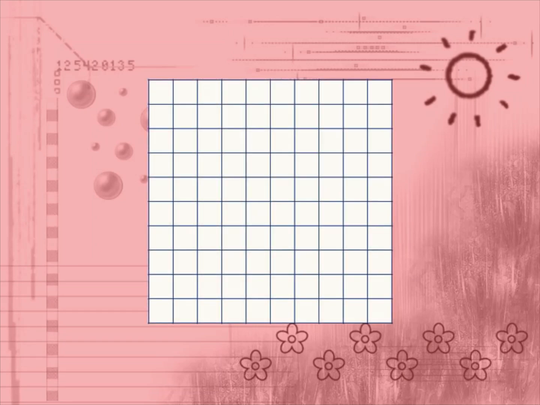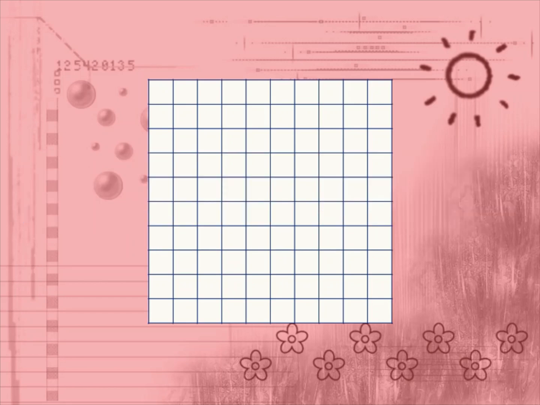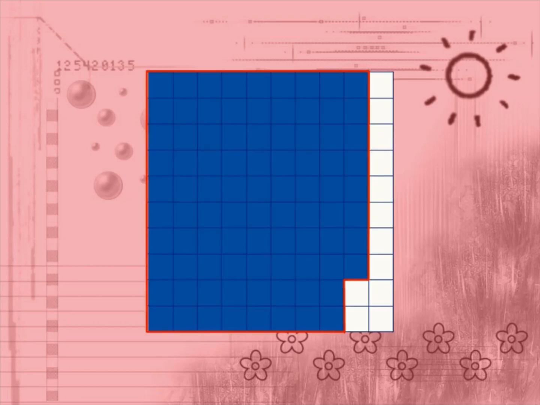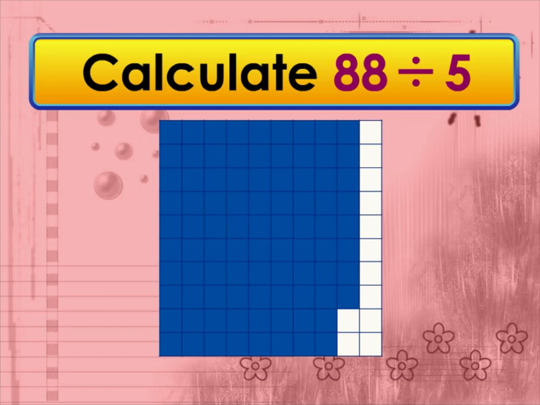Children, look at the picture. Do you know what it is? It is called a decimal square. A square that is drawn and divided into 100 smaller squares by drawing 10 equidistant horizontal and vertical lines. The small squares are shaded or colored to represent values. For example, this diagram shows 88 colored units. If you are to divide 88 colored units by 5, how would you do it?